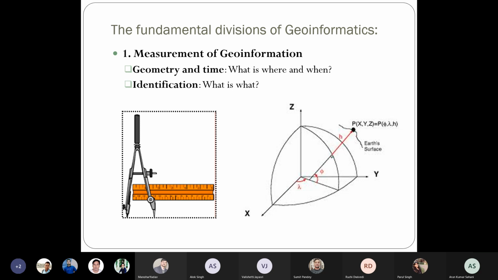Now, identification. The two points which are there belong to the two buildings. So this is their identification information. What is what? So they are the buildings. They are located at these points.